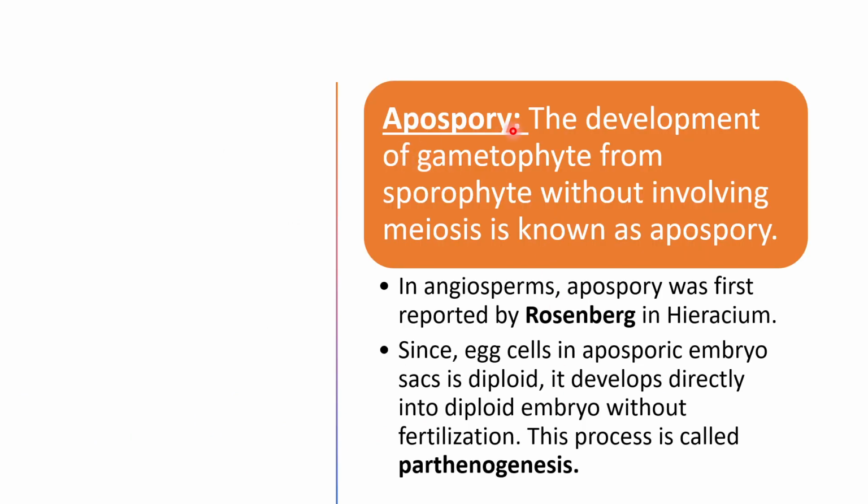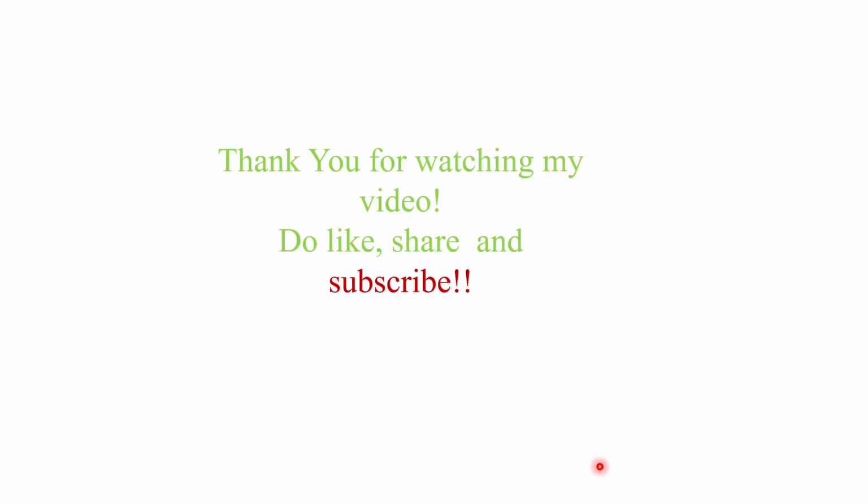And what is apospory? The development of a gametophyte from a sporophyte without involving meiosis is known as apospory. In angiosperms, apospory was first reported by Rosenberg in Hieracium. Since the egg cell in an aposporic embryo sac is diploid, it develops directly into a diploid embryo without fertilization. This is known as parthenogenesis. So this is all about the structure of the ovule, megasporogenesis and megagametogenesis.